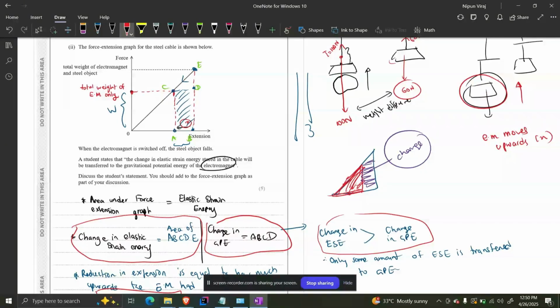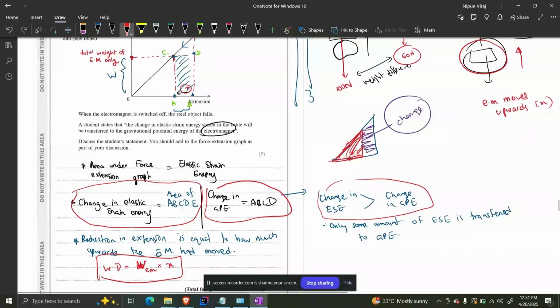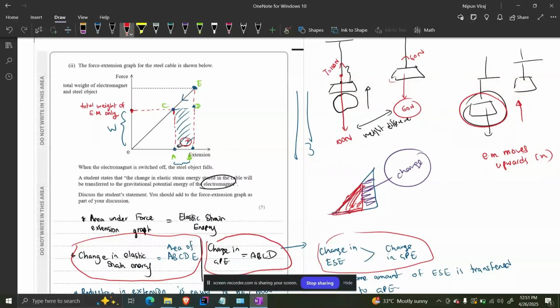it is defined that the area under the force extension graph is equal to elastic strain energy, so we can directly take it. And the second point is taking the change in gravitational potential energy of the electromagnet. For that, we can get the total weight of the electromagnet and multiply it by how much it had moved upwards. Then we can come to the conclusion that elastic strain energy might have been converted to gravitational potential energy, but it is not fully converted.